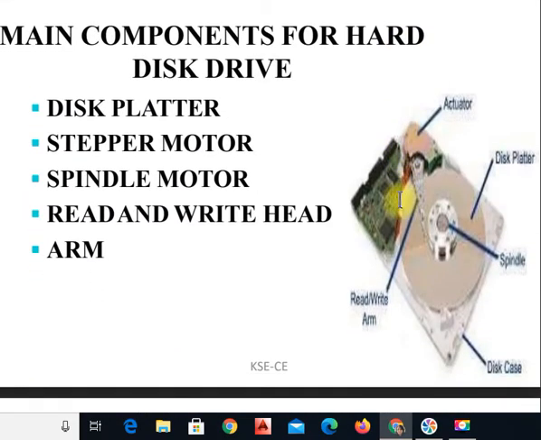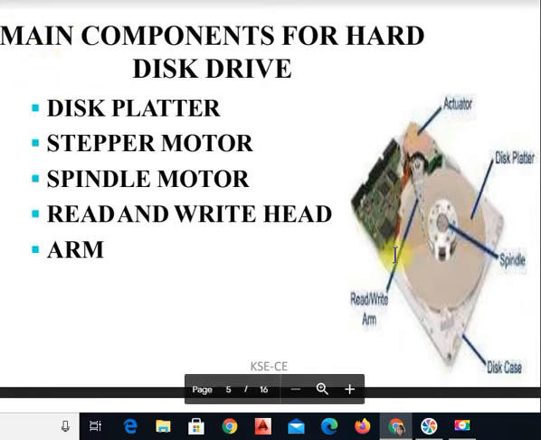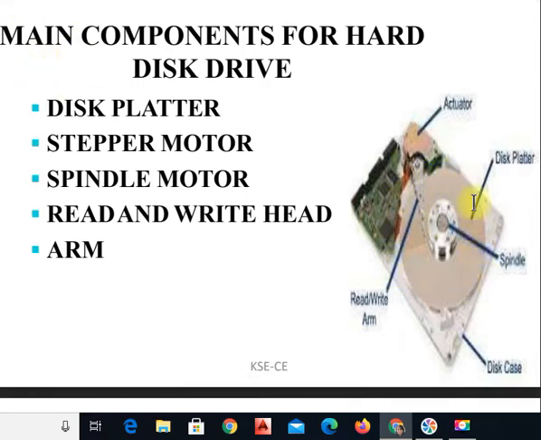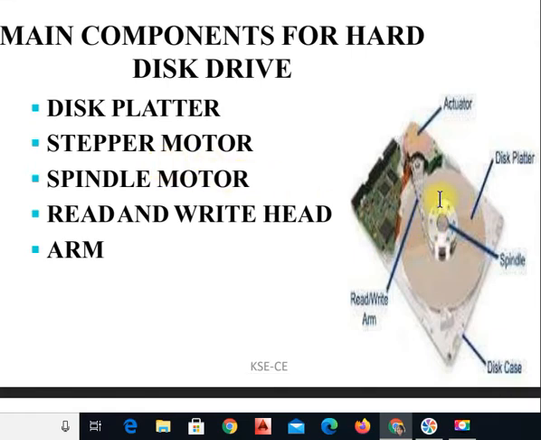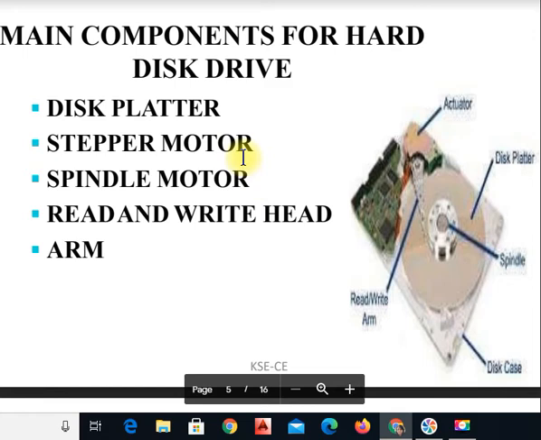These are all the internal components, otherwise you can say the internal structure, of the hard disk. You can see that there are different types of components whenever you want to read or write data on a hard disk. First is the disk platter. This is the rotating portion looking like a disk. Then there is the stepper motor and the spindle motor.